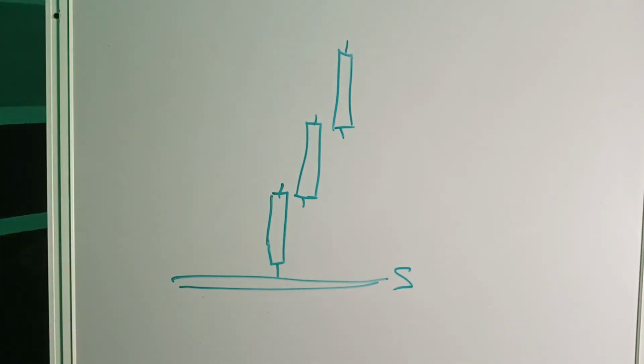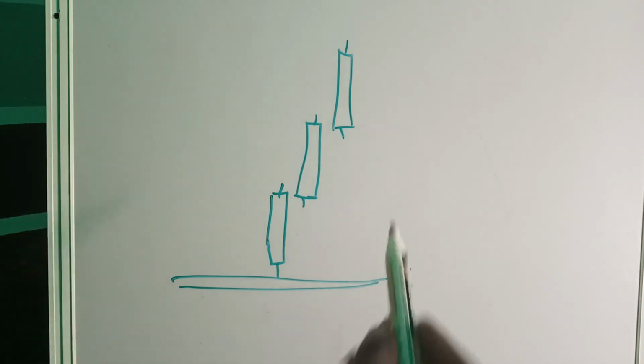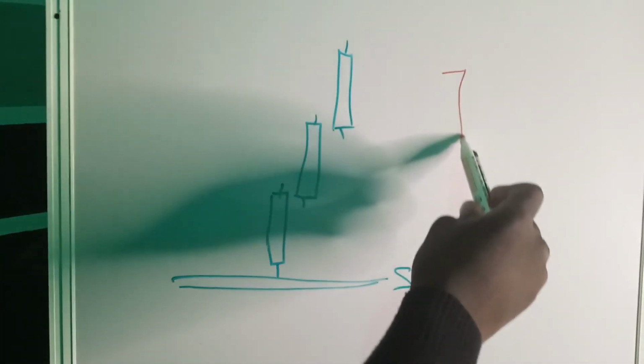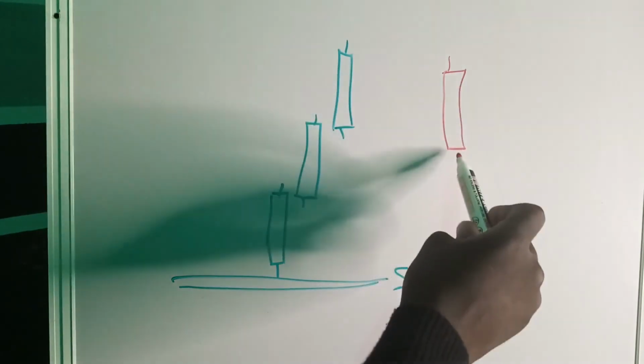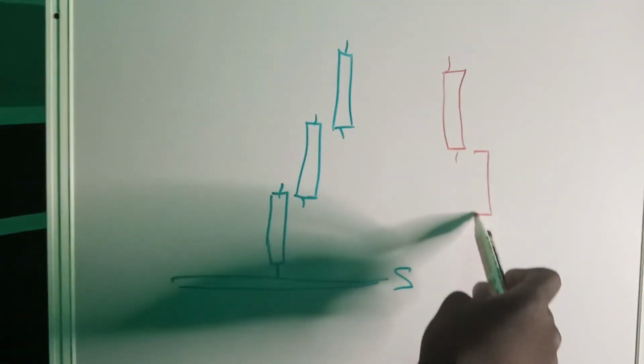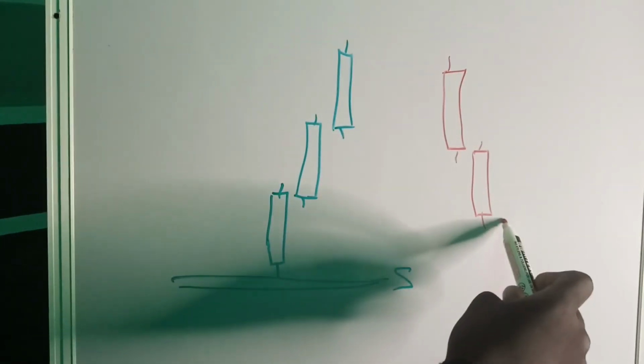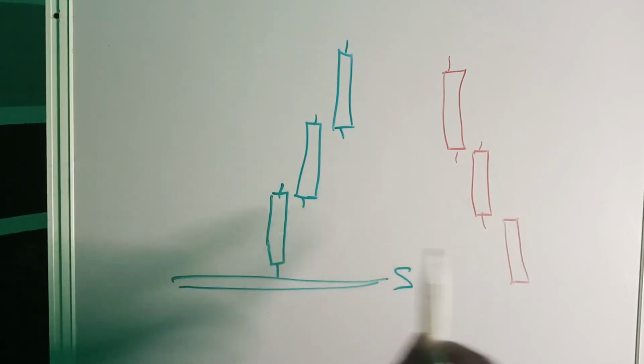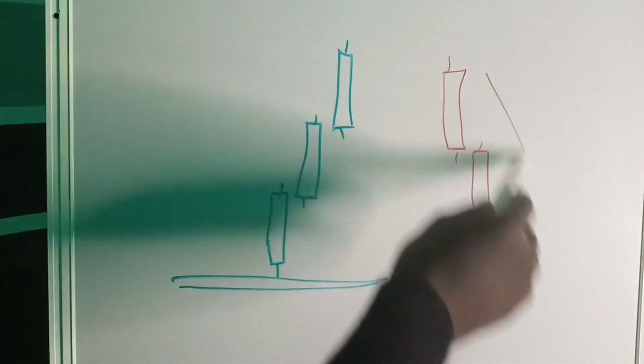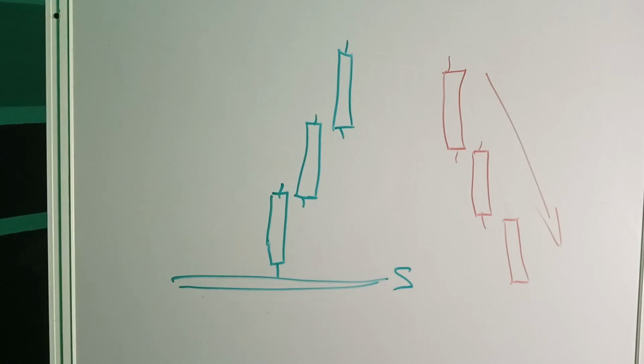For the opposite, which is the three black crows, it's a bearish reversal signal. It also involves three candlesticks, and it tells us that the trend is about to go bearish. It tells us that the bears are now trying to push price downwards.